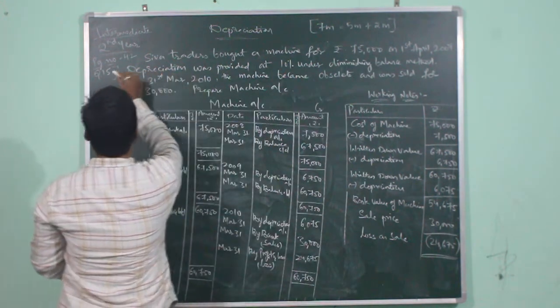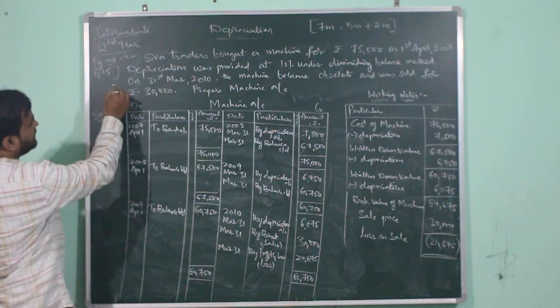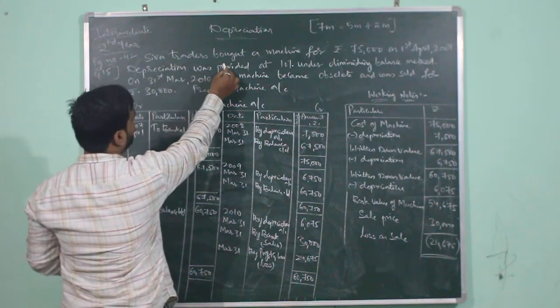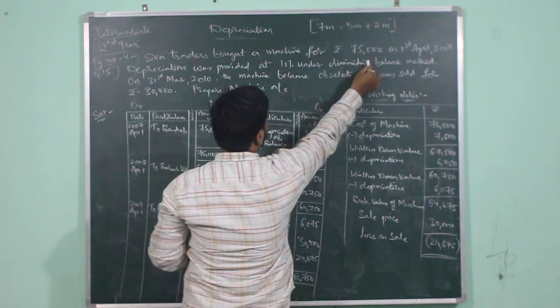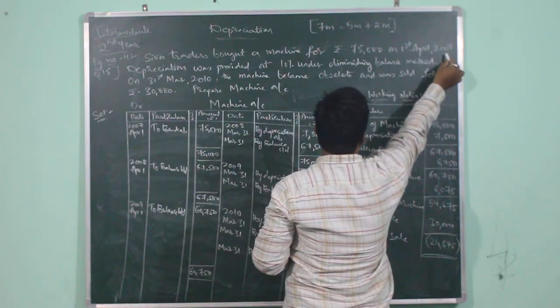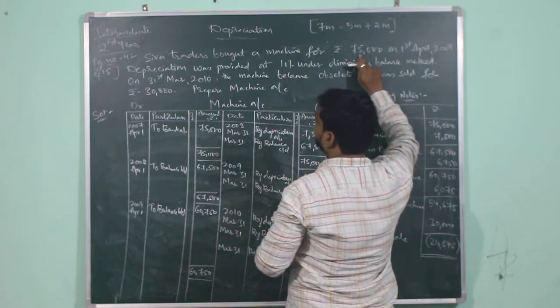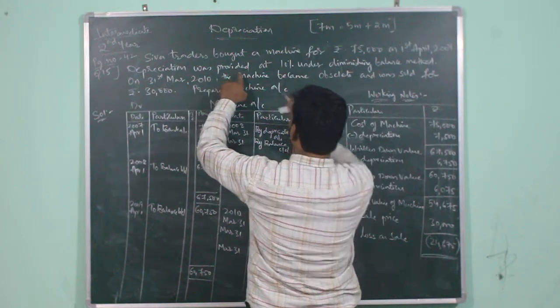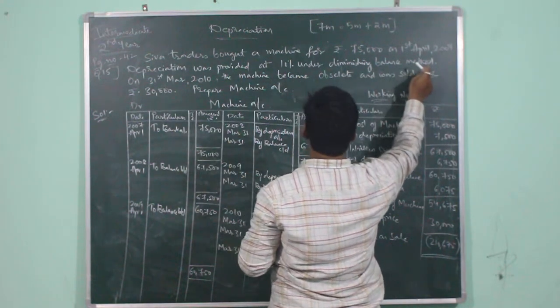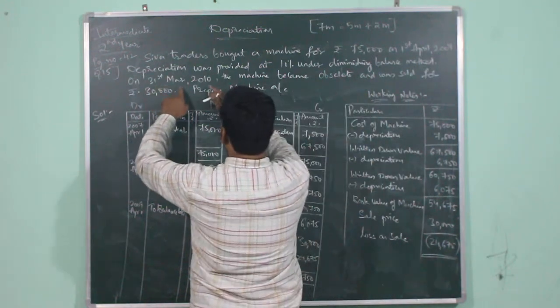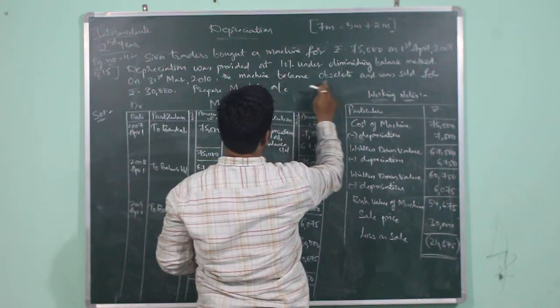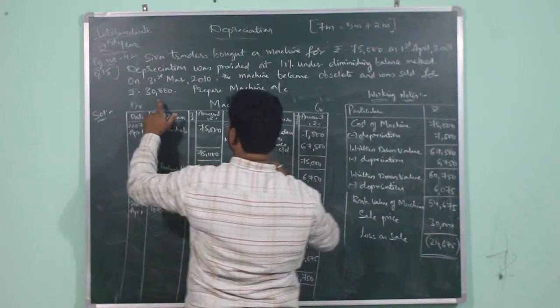Let us have a problem. Page number 42, question number 15. Here is the question. Siva Traders bought a machine for rupees 75,000 on 1st April 2007. So in the year 2007, April 1st, they are purchasing a machine for 75,000. Depreciation was provided at 10% under diminishing balance method. On 31st March 2010, the machine became obsolete and was sold for rupees 30,000.